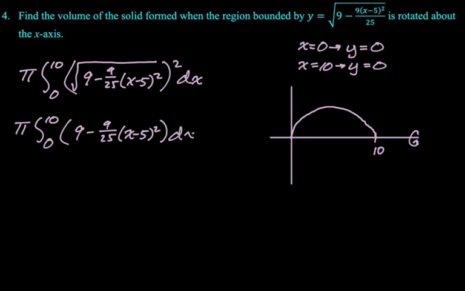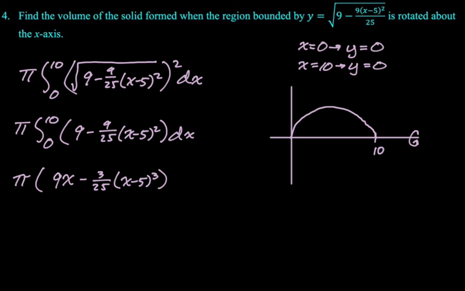So this is what we're going to integrate. This is a straightforward integral. So we're going to get pi. You'll have a 9x. And then here you do plus 1 times the reciprocal. The chain rule just gives you a 1, so you don't have to worry about that. So that's 1/3 times 9 over 25, which is actually just going to be minus 3 over 25, and then (x minus 5) cubed.